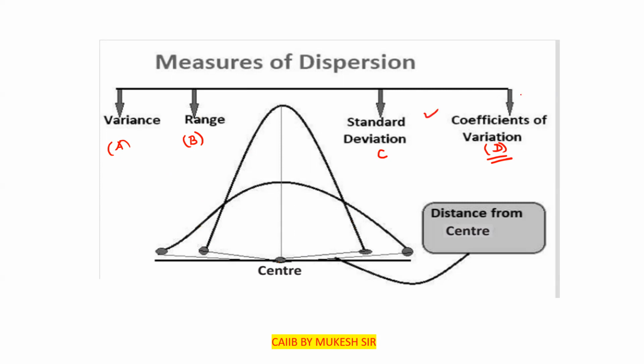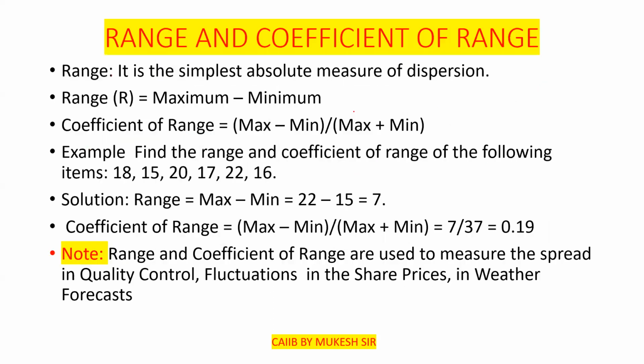Variance, standard deviation, and coefficient of variation. Clear? So now we have to discuss all these points one by one. This is the range of that, the maximum value. I will discuss all these points one by one, so let's move toward that.